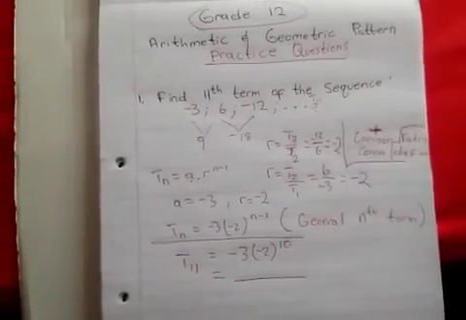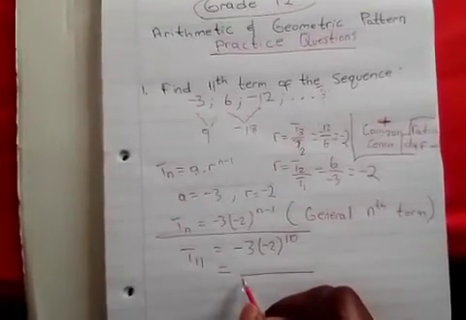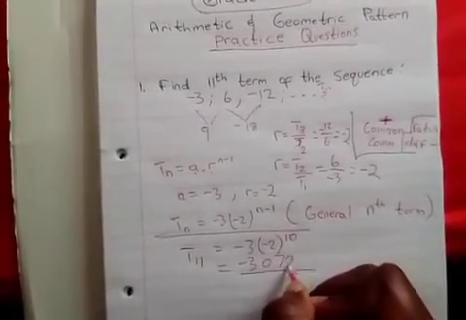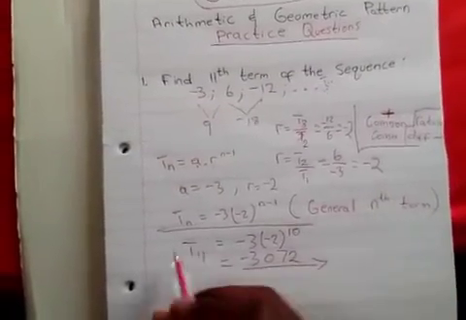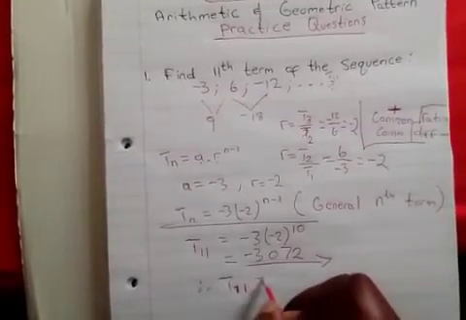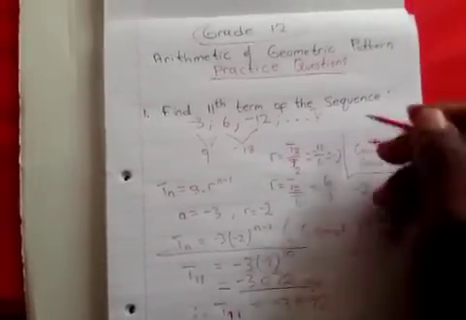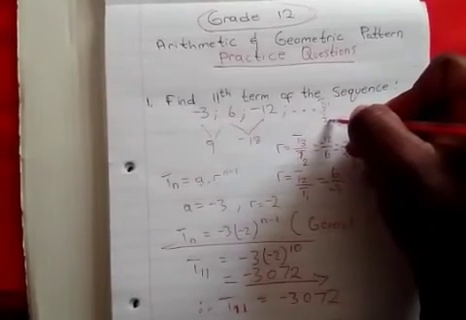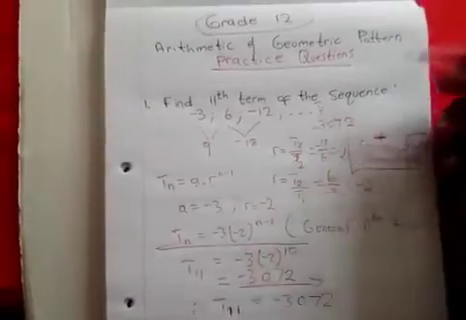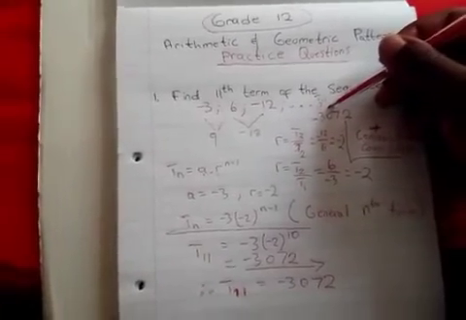So then this will give you the value of the 11th term. If you have a calculator, you can just punch that in. Then you will get a negative 3072. This is going to be your answer. Your 11th term is negative 3072. So -3072 will be here in the position of 11.